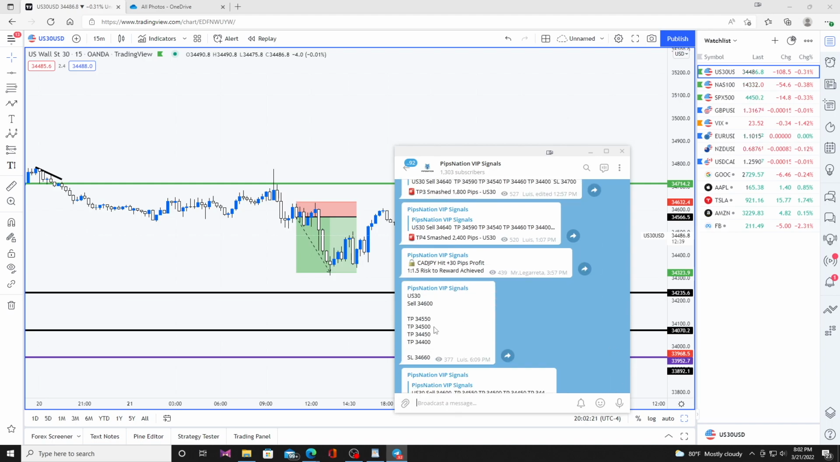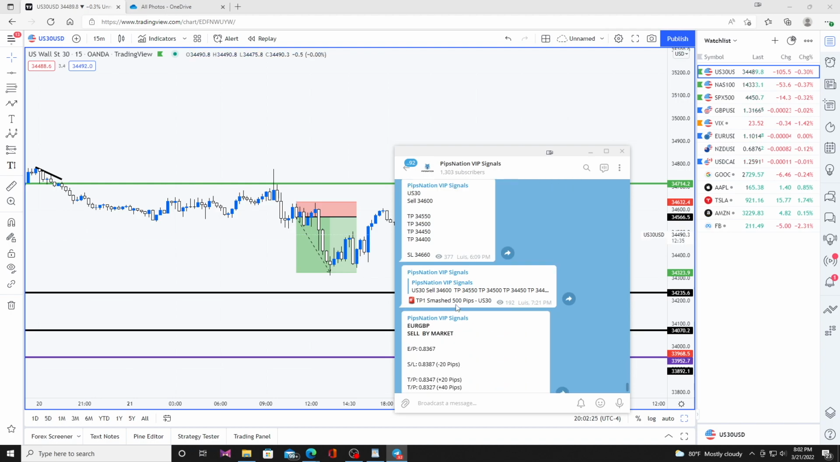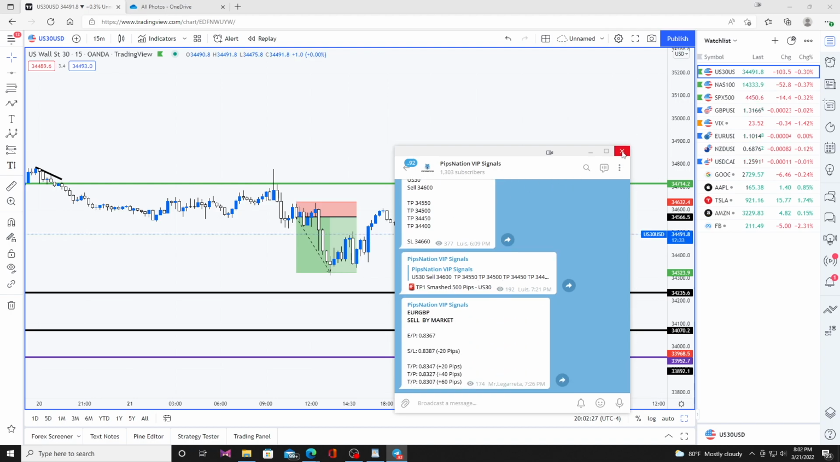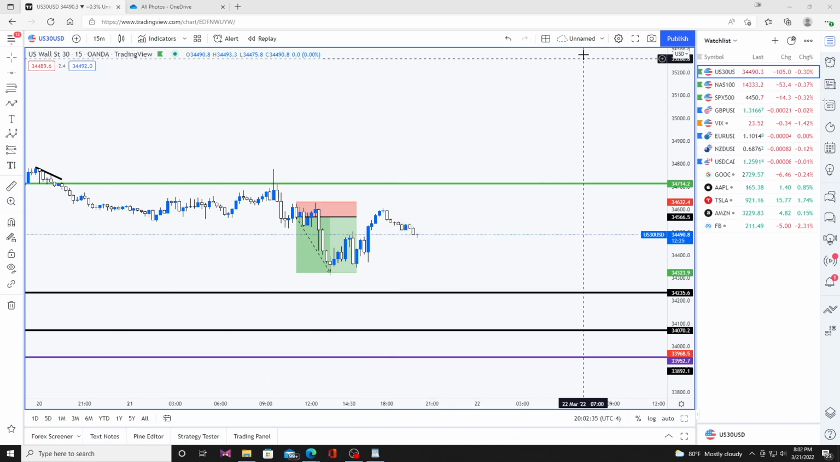And then this is another signal that I called out about an hour ago. It hit TP1, currently waiting for it to hit TP2. Actually, it just hit TP2. So that's 100 points or 1,000 pips in profit. But let's get back to the demonstration.